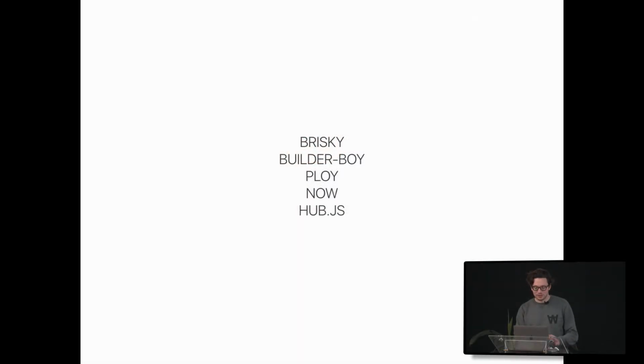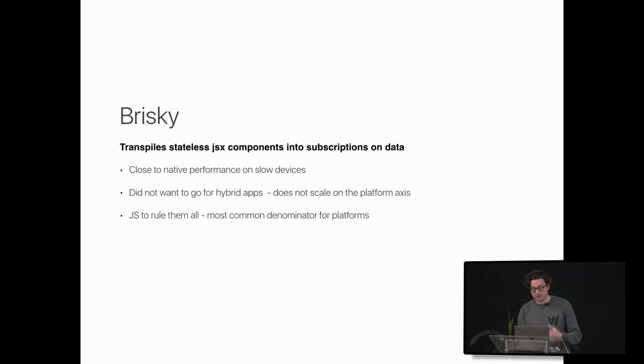The stack that we built consists of five big components, essentially. Most of them are not really ready to be used yet, but I will talk a bit about them. The first one is Brisky. What this essentially does is transpile stateless JSX components into subscriptions straight on the data. We tried this approach versus React because we had to have native performance on relatively slow devices. We didn't want to go for hybrid apps, because hybrid apps end up with a bunch of native code and it becomes unmaintainable really fast. So we really wanted to have JavaScript everywhere, since most platforms support JavaScript.